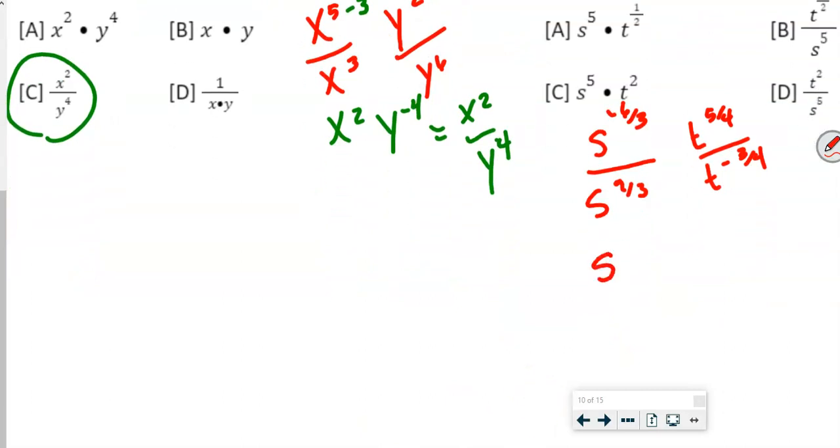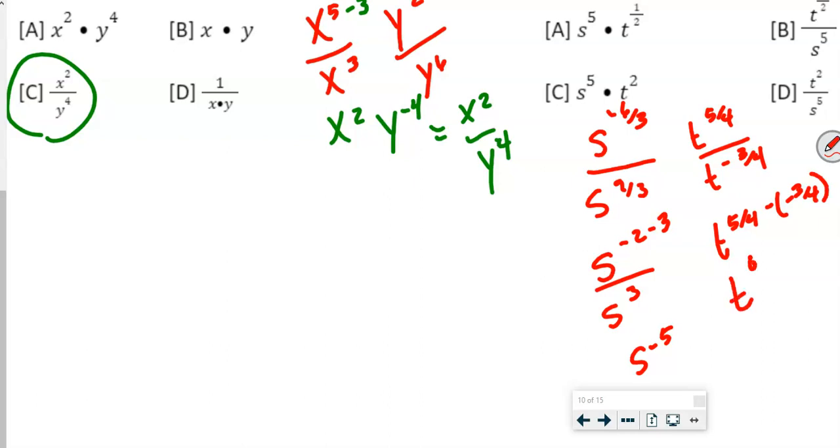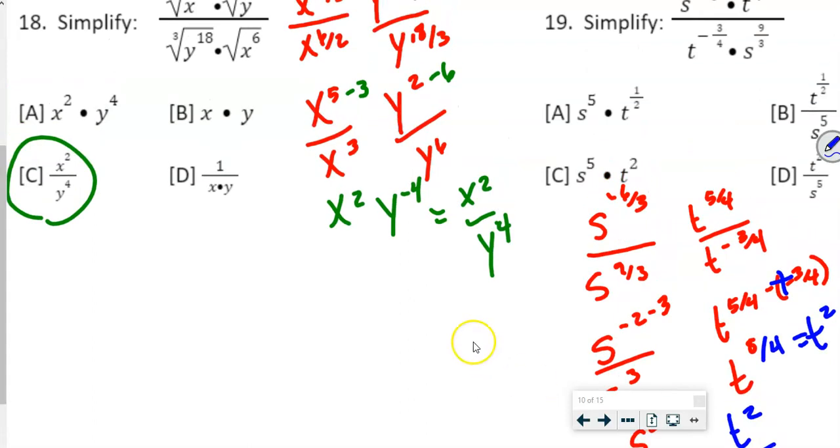So this is going to be s to the negative 2 over s to the 3. And we're going to ultimately subtract that, right? So that's going to be s to the negative 5, which means it's going to go to the denominator. In this one here, we're going to go t to the 5 over 4 minus a minus 3/4. So that's going to be t to the 8. Remember, this is going to change into plus right here. So it's going to be 8 over 4, which means it's going to be t to the second. So it's going to end up being t to the second over s to the fifth. So where's that one? So that was our d.